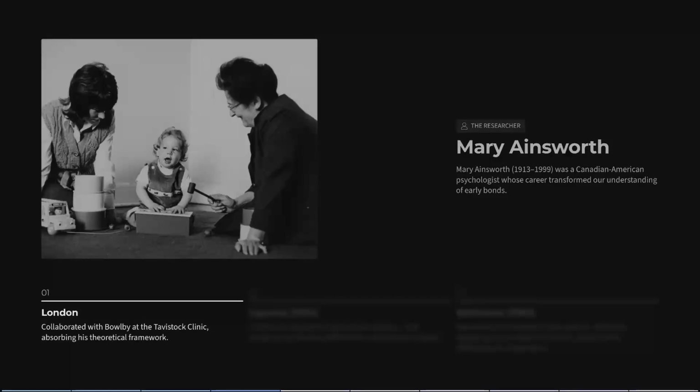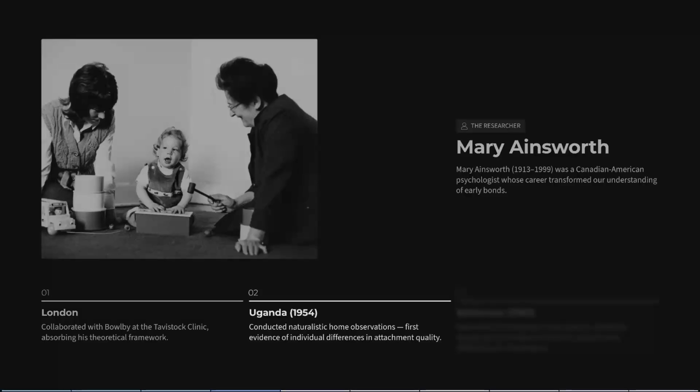London. Ainsworth began her collaboration with John Bowlby at the Tavistock Clinic in London. Working directly with Bowlby gave her deep immersion in his theoretical framework. The idea of a primary attachment figure, the internal working model, the biological basis of attachment. But Bowlby's work was largely theoretical and clinical. Ainsworth wanted to observe.